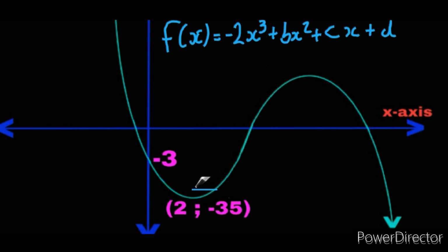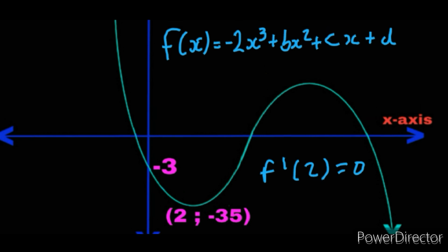So every time you're given the turning point, you can use this information twofold. You can use it for the original graph. You can also use it for the derivative. So we know that the first derivative when x is 2 is 0. You get a mark for that, so you have to tell them that.